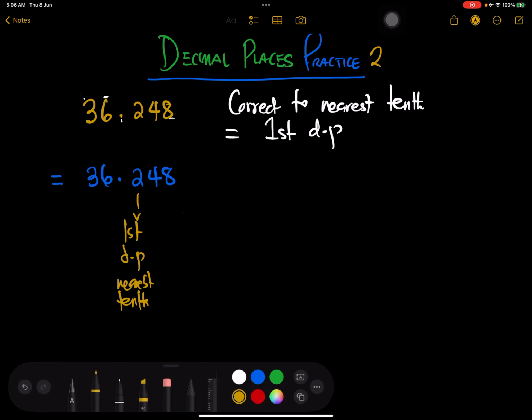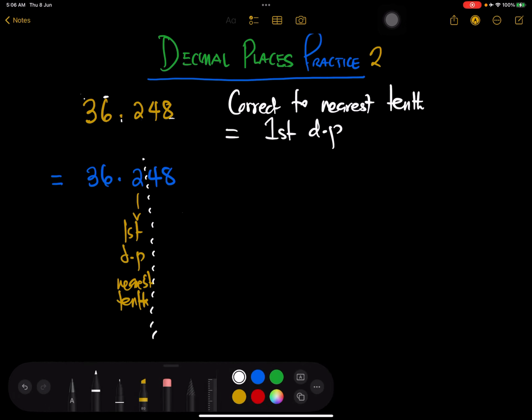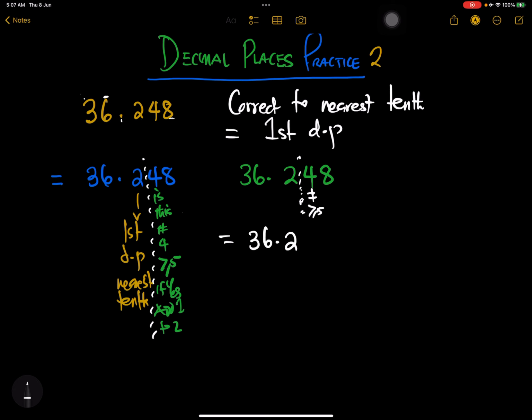So when we do that, we drop a dotted line right after that. Then we ask the question: is this number, 4, greater than or equal to 5? If yes, we add 1 to 2. But you can see that's not the case. We drop the line here because we are looking at the tenth place, and because 4 is not greater than or equal to 5, we leave it as is. So we have 36.2, and we have corrected it to the nearest tenth.